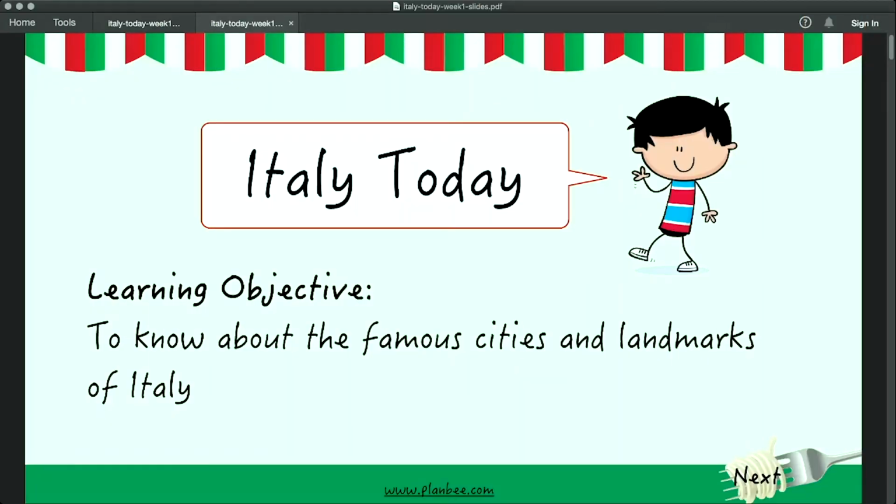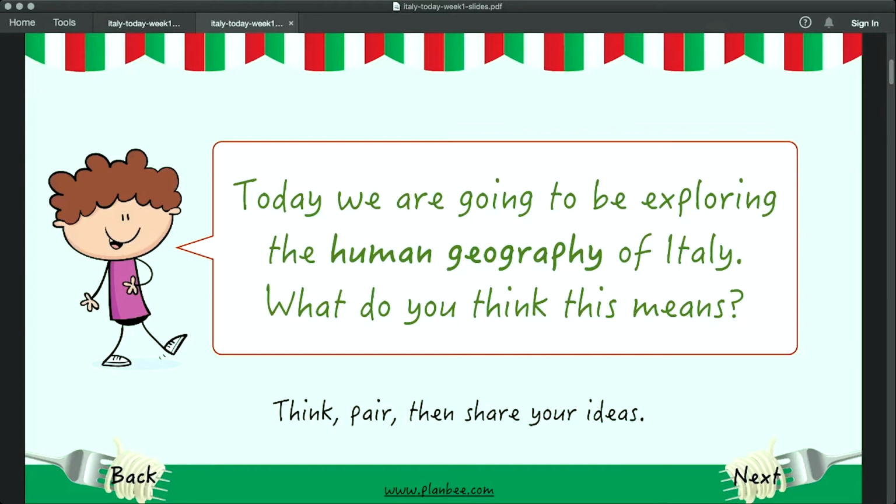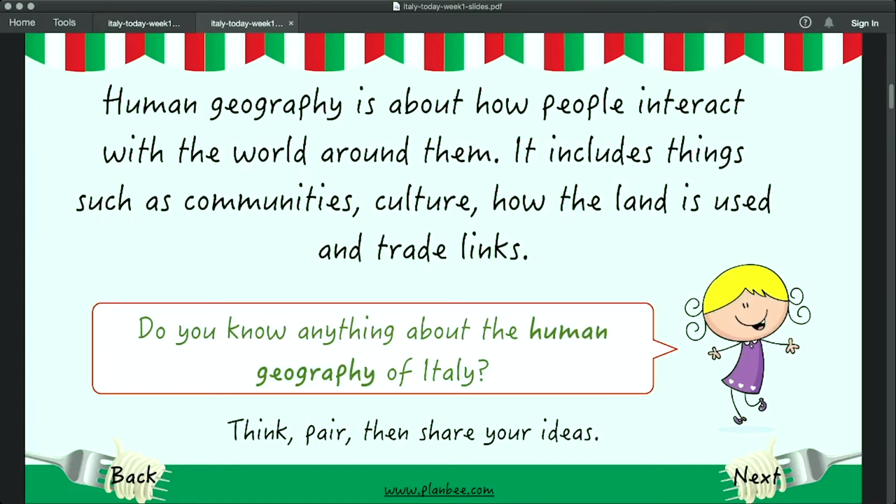These geography lessons are all about Italy, and by the end of today's lesson we're going to know all about the famous cities and landmarks of Italy. Today we're going to be exploring the human geography of Italy. What do you think this means? Human geography is all about how people interact with the world around them. It includes things such as communities, culture, how the land is used, and trade links. Do you know anything about the human geography of Italy?